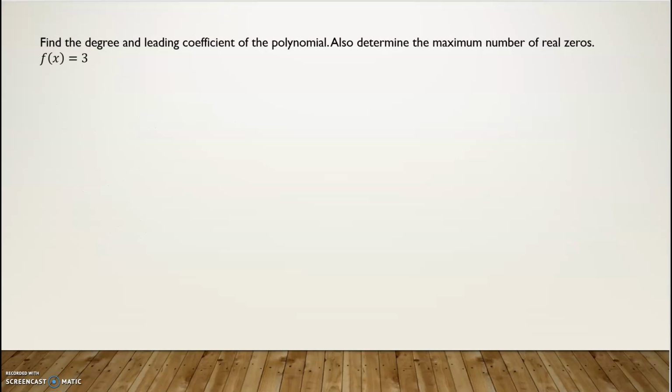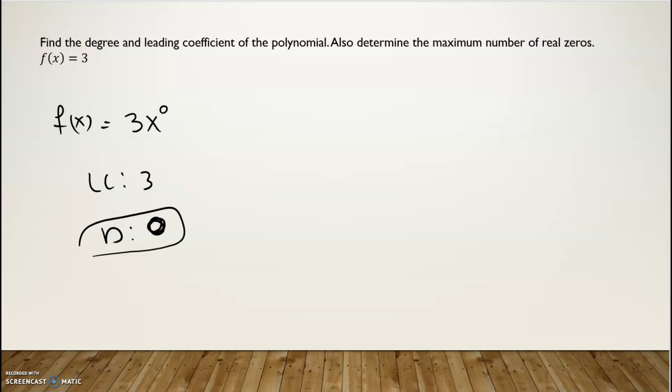Okay, so this one, since it's just a number, we could write it as 3x raised to 0. So the leading coefficient is 3. The degree is 0. And also the maximum number of real zeros, well, that will also be 0, the same as the degree.